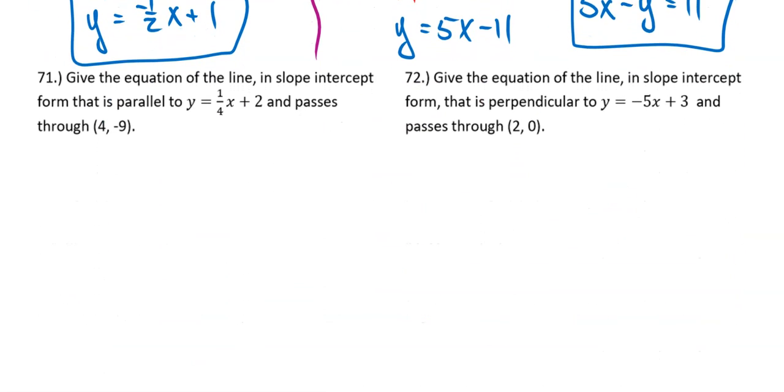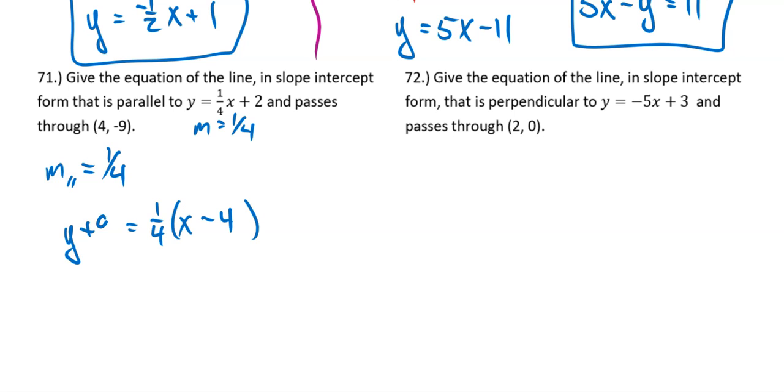If I look at this one: give the equation of the line in slope-intercept form that is parallel to 1/4 x plus 2 and passes through 4, negative 9. So once again, it's easy to find the slope. The slope of this line is 1/4, so the parallel line, which is what I'm looking for, is also going to be 1/4. Now I have the slope and a point, so I go to point-slope form. As I plug in the point it gives me, it's a minus 4 here and a plus 9 here.